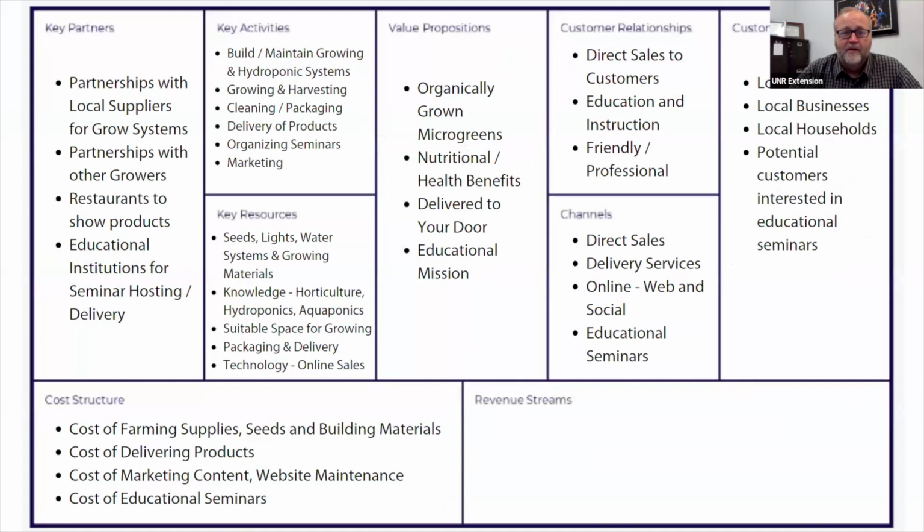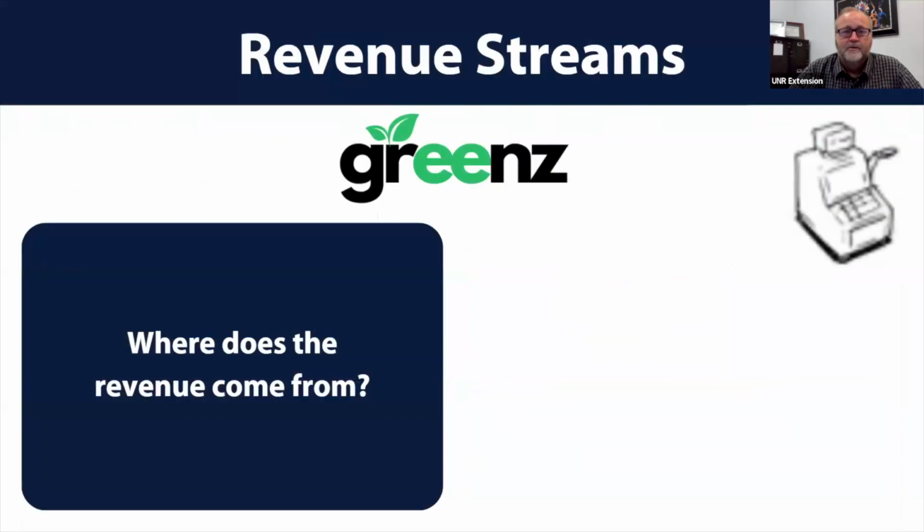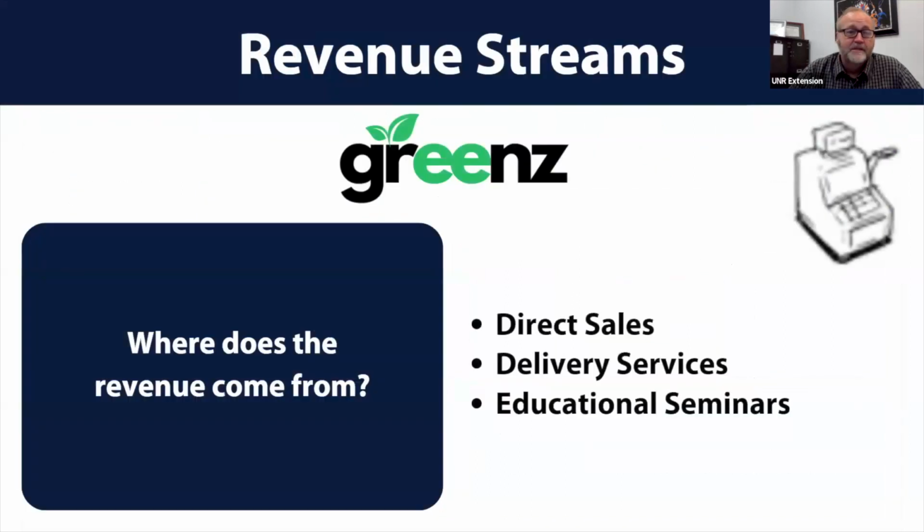The next comes our revenue streams. Where does the revenue come from? Well, obviously, direct sales. We're selling our microgreens directly to, remember, restaurants, to businesses, to homeowners. We also have delivery services. We're going to offer delivery, but we're going to charge for it. Okay, and our educational seminars, there will be a small fee for attending those as well.